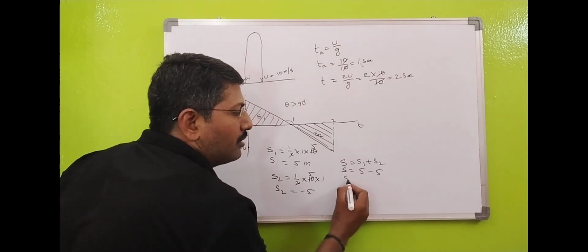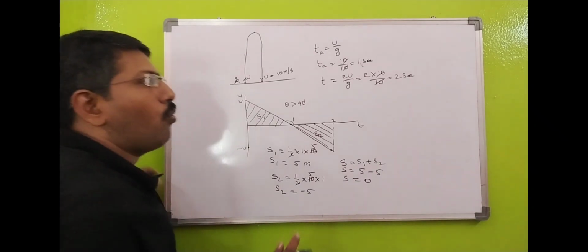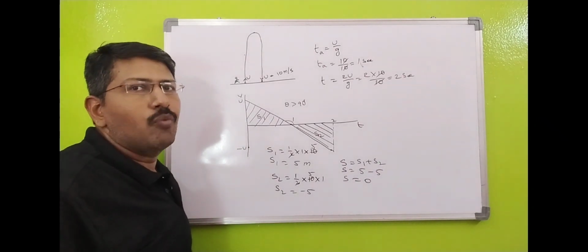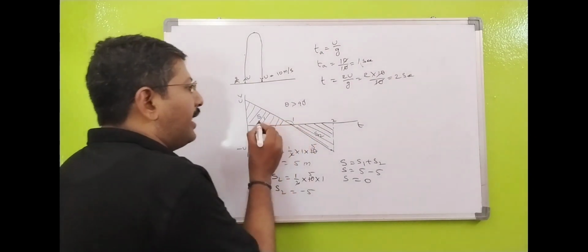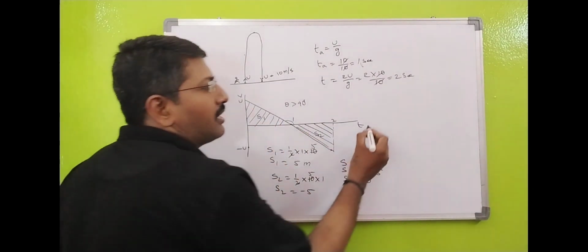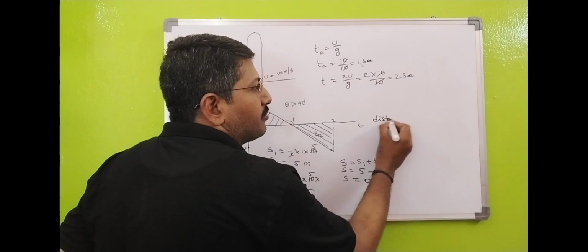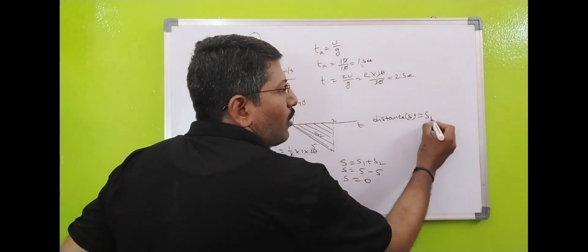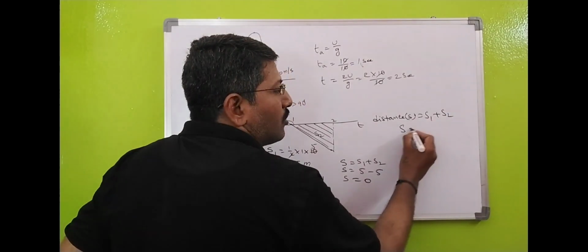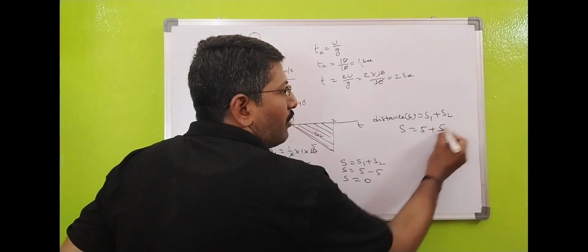What about distance? Distance is a scalar quantity. If you add this area plus this area, you will get distance. S is equal to S1 plus S2, so S is equal to 5 plus 5. So S is equal to 10 meter. This is the distance.